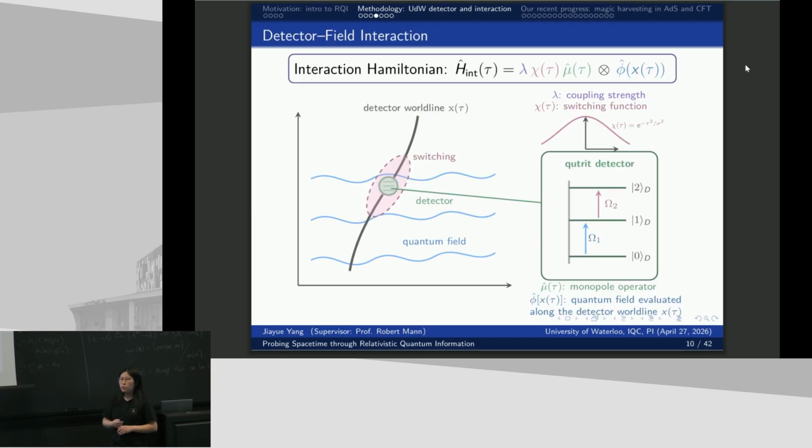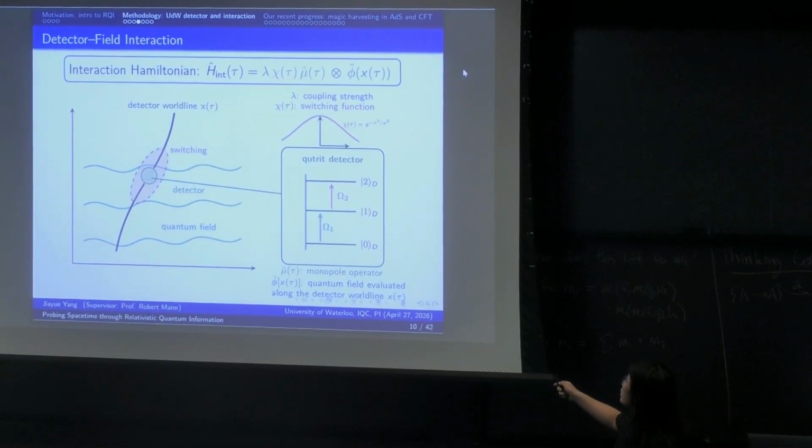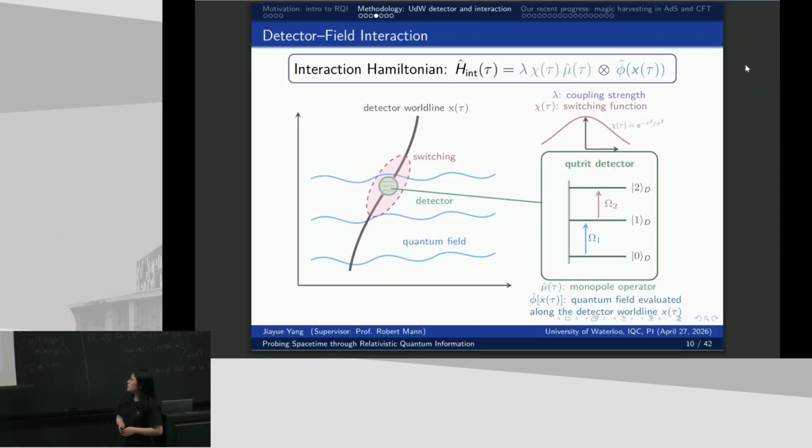How can we model the detector-field interaction? We use this interaction Hamiltonian, given by this expression. Here, lambda is the coupling strength, meaning how strong your interaction is. And chi of tau is a switching function, which means when you turn your interaction on and when you turn it off. Usually we will consider a smooth switching function, for example, a Gaussian switching function given here. Here, tau is the proper time of the detector, and sigma squared is like the variance. So we consider a smooth switching function.